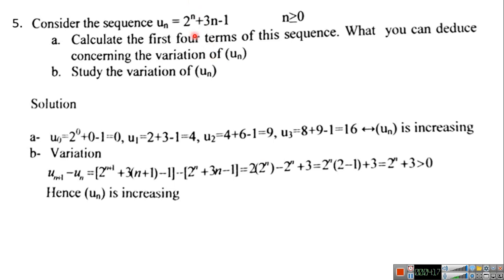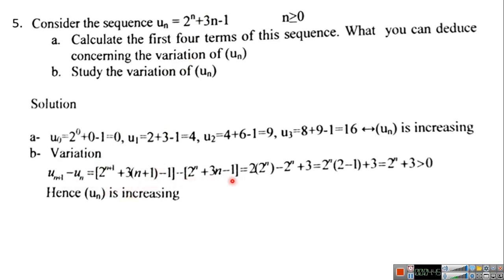Now here, it's explicit because it's a relation between un and n. Calculate the first 4 terms of the sequence, what you can deduce concerning the variation, then study the variation. 2 power 0, if you do, the first term is 0. If you replace n by 1, 2 plus 3 minus 1 is 4. You can see that the sequence is increasing. So you want to study the variation. You do un plus 1 minus un. You add for n plus 1 minus un.